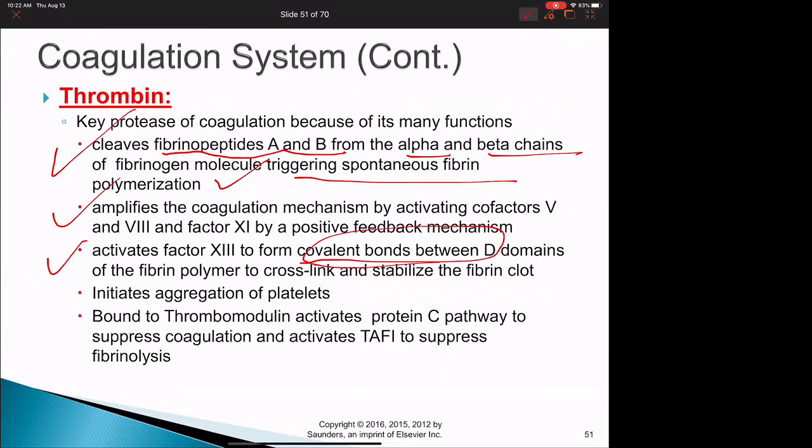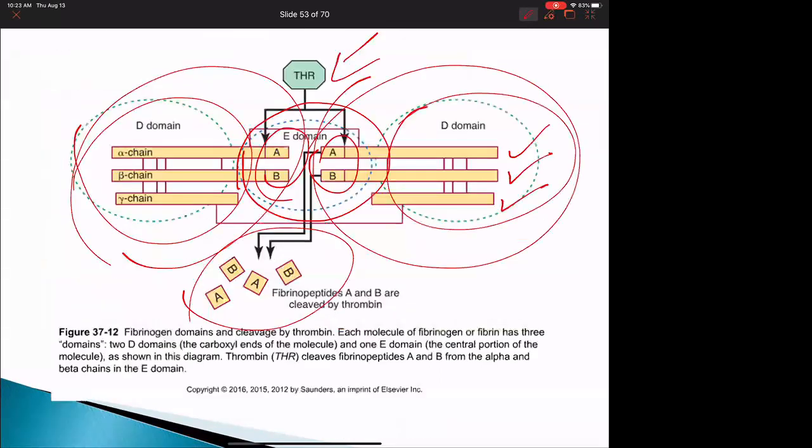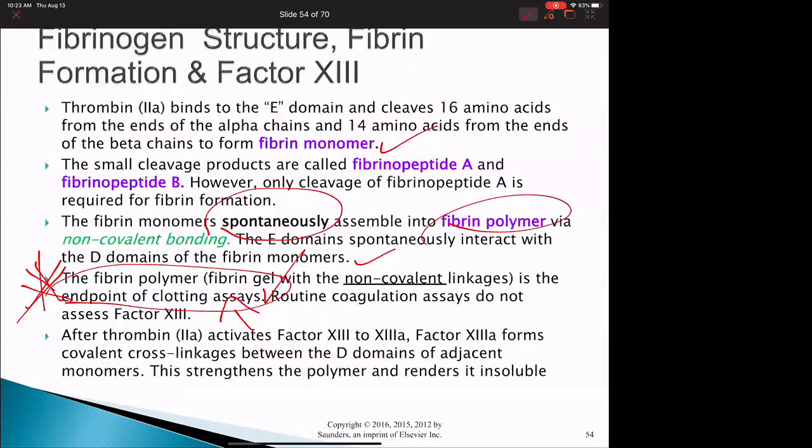So now, thrombin, another special function right over here is that it's going to come in and activate factor 13 to form covalent bonds between the D domains of the fibrin polymer to cross-link fibrin and to stabilize the clot. So that's another important function of thrombin, is that it's going to come in, and it's going to activate factor 13 to 13A.